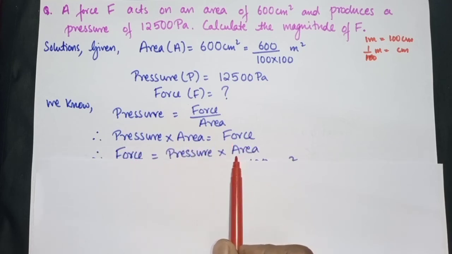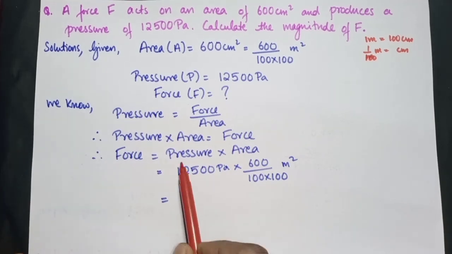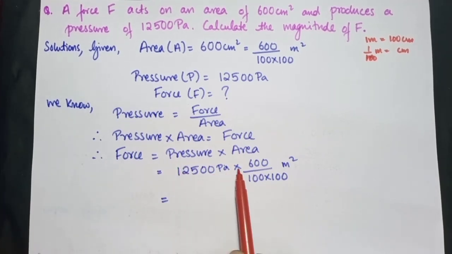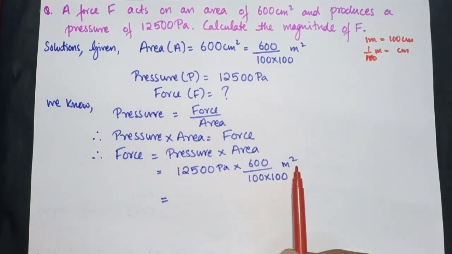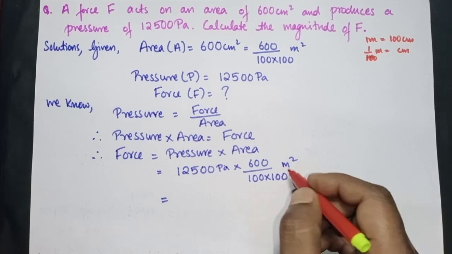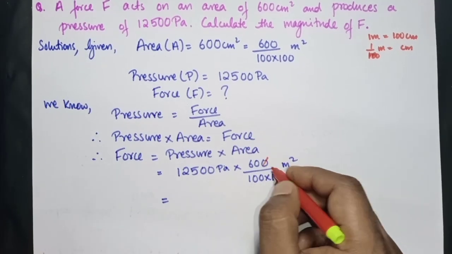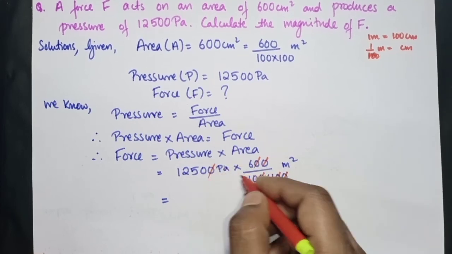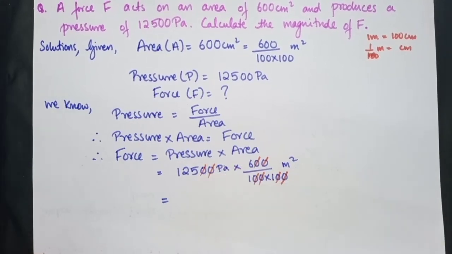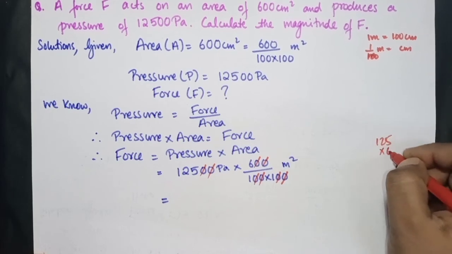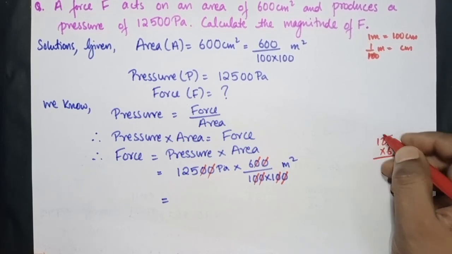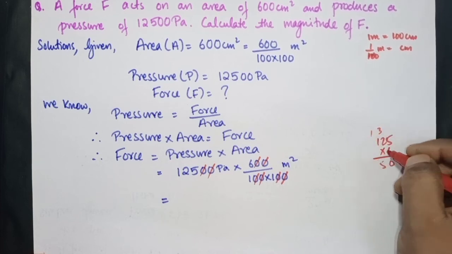Now I'll just put the values. Pressure value is 12500 Pascal into area, which is 600 upon 200 meter square. Okay, now let's cancel this. This 00 will get cancelled, this 00 will get cancelled. So finally I got 125 into 6. So let's multiply here, 125 into 6. 6 5s are 30, 3 carry, 6 2s are 12, 13, 14, 15, 1 6 1 6 7 50.